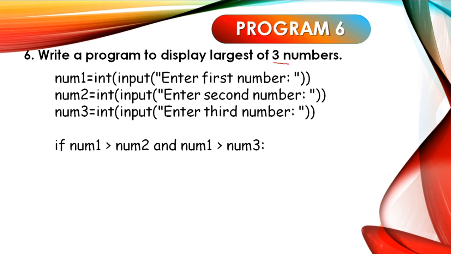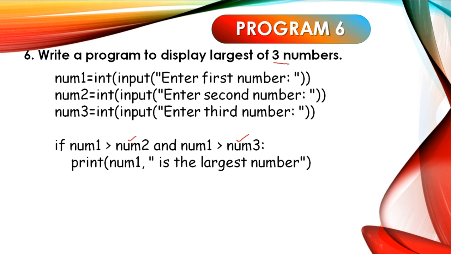First, we have to check whether num1 is greater. For that, we are using if num1 greater than num2 and num1 greater than num3. We are checking whether num1 is greater than num2 and num3. If both the conditions are true, the output should be print num1 is the largest. Then in the elif part, we have to check whether num2 is the greatest number.